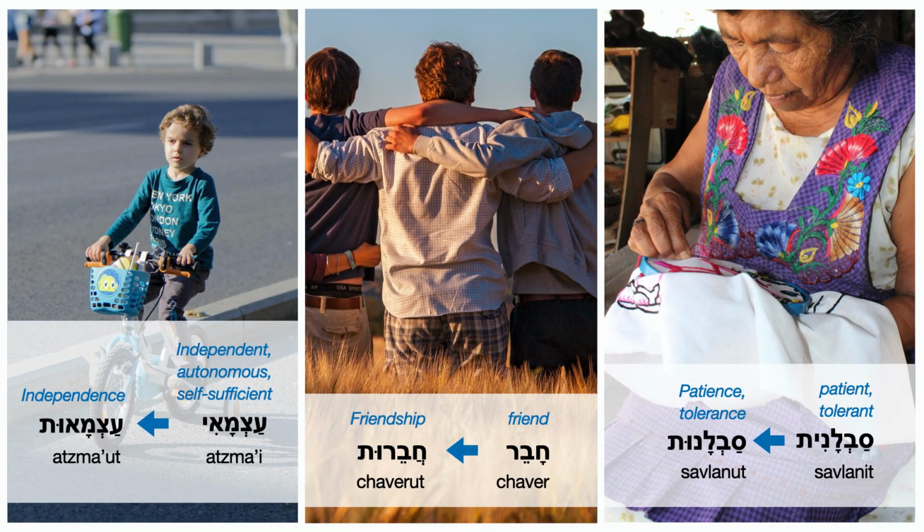Let's look at those examples visually. So savlanit means patient. This is a patient woman here. And to say patience, we add the suffix ut, so it's savlanut. And here we have a male friend. We have chaver. And to say friendship, we say chaverut. Here we have an independent boy, atzma'i. He's atzma'i, independent. And to say independence, we say atzma'ut.